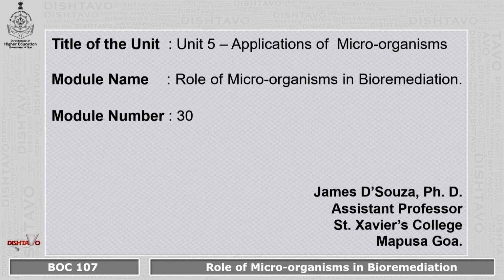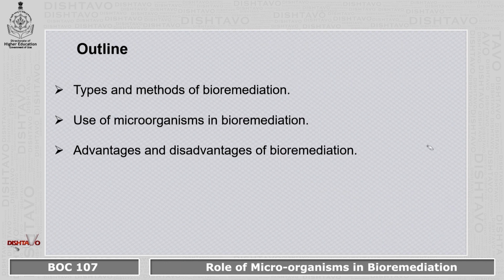Microbiology and Plant Pathology. The title of the unit is Applications of Microorganism, module name Role of Microorganism in Bioremediation, module number 30. Outline: Types and methods of bioremediation, use of microorganism in bioremediation, and advantages and disadvantages of bioremediation.